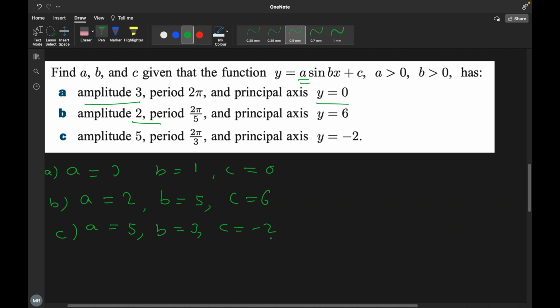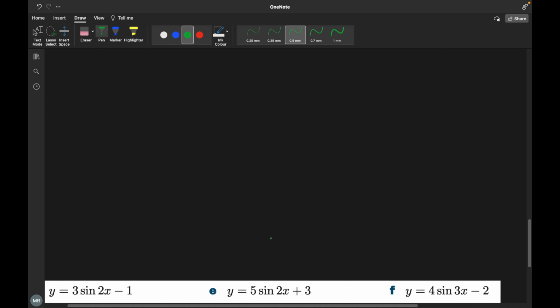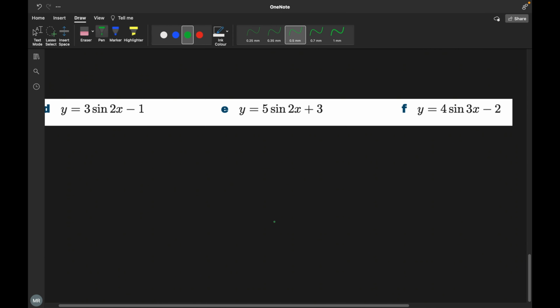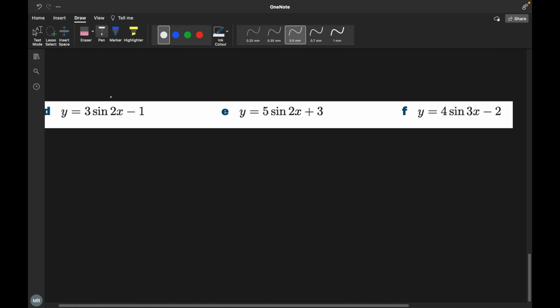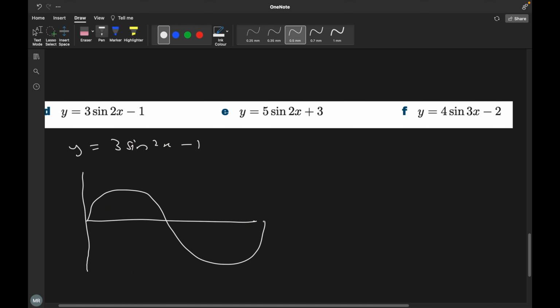Moving on, let's solve the last question. We have to draw the graph of the following. Let's start with y equals 3 sine 2x minus 1. Okay, first let's draw the graph of y equals sine x. This is the graph. This is y equals sine x. Now the amplitude is 3, the period is pi, and it's translated by minus 1.